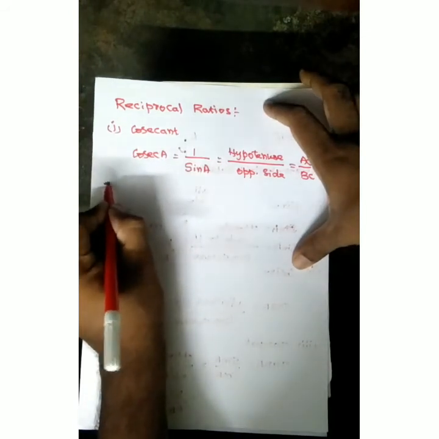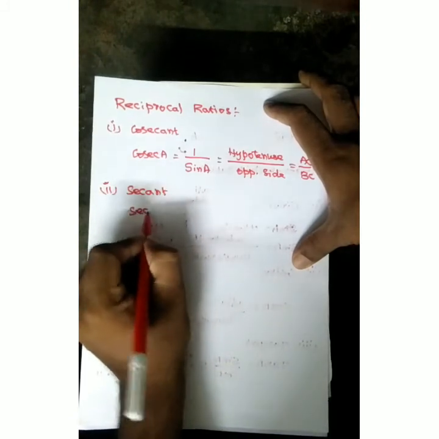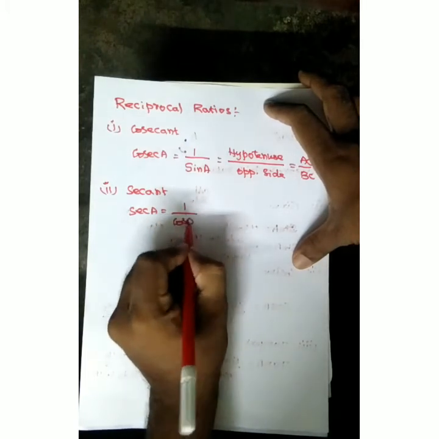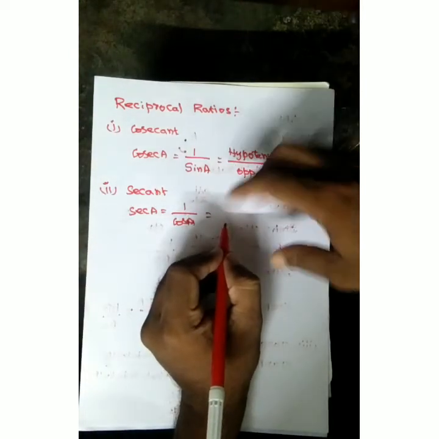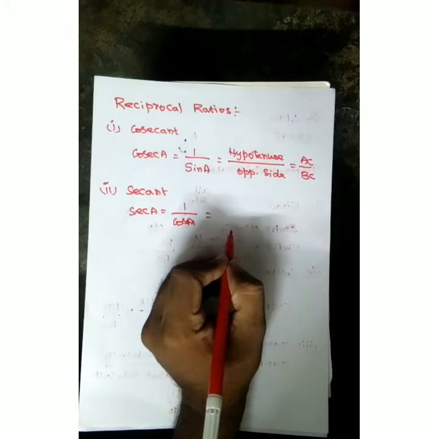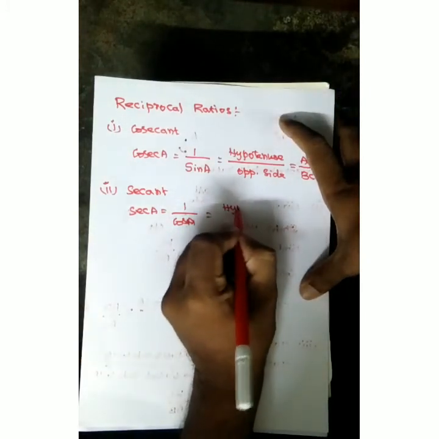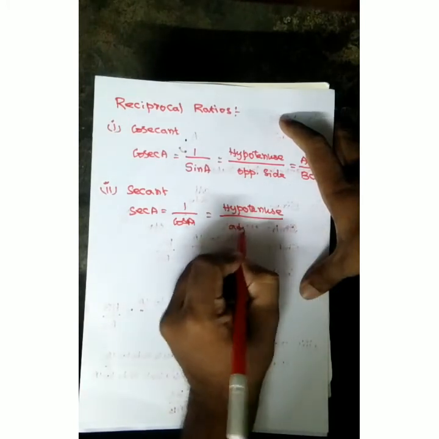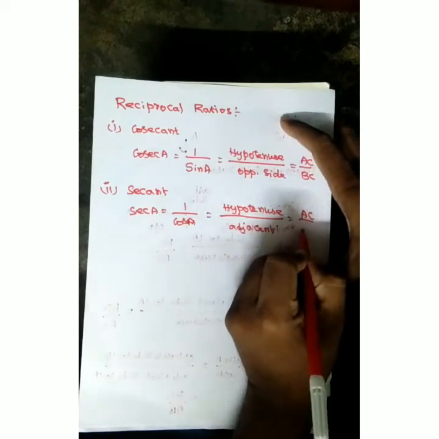Next one is secant. In shortcut we write sec A. Secant A is nothing but 1 by cos A, the reciprocal of cos. Cos means adjacent by hypotenuse. Secant means hypotenuse by adjacent. Hypotenuse is AC, adjacent is AB.